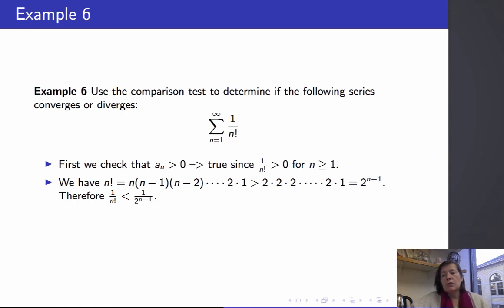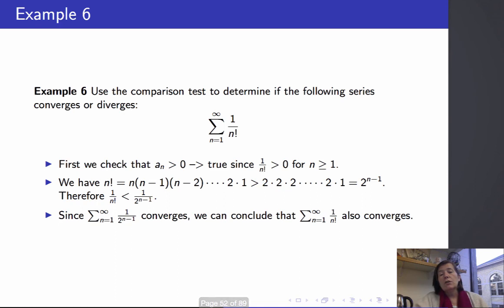So now you can see where I'm going with this. I'm going to compare the series, the sum of 1 over n factorial, to the sum of 1 over 2 to the n minus 1, which is a geometric series with r equal to 1/2, so I know it converges. In fact, I can even find the sum. Since the sum of 1 over 2 to the n minus 1 converges, we can conclude from the comparison test that the sum from 1 to infinity of 1 over n factorial also converges.